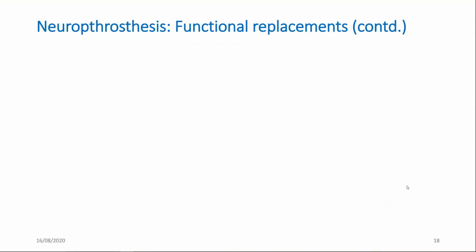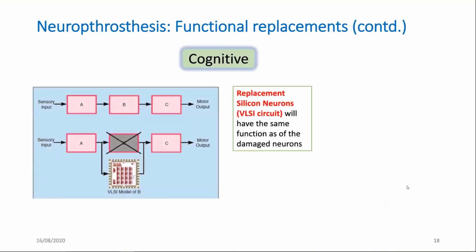So that is another example of functional replacement, and it is something we can expect maybe 10, 20, 30 years from now. In the previous two slides, what we saw was sensory and motor function replacements, but what about cognitive function replacement? For example, a person had a stroke and a portion of the brain that performs some executive function is gone.